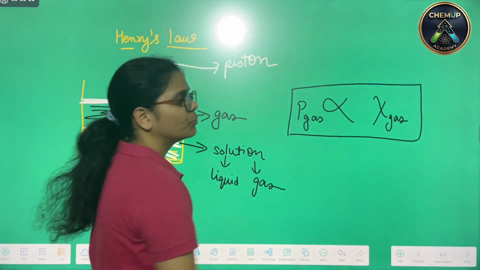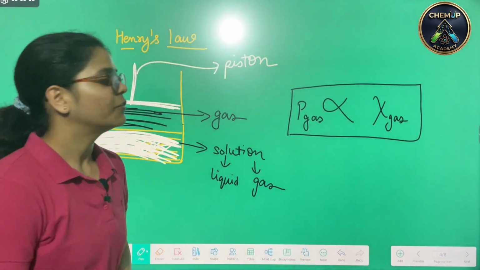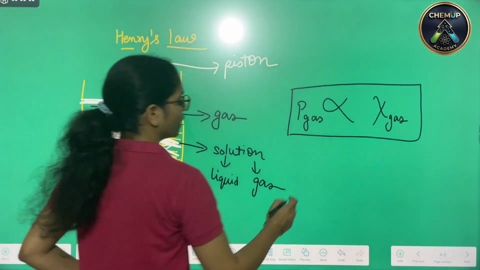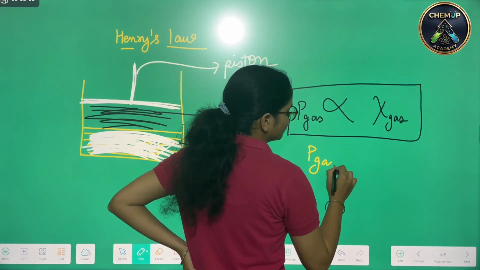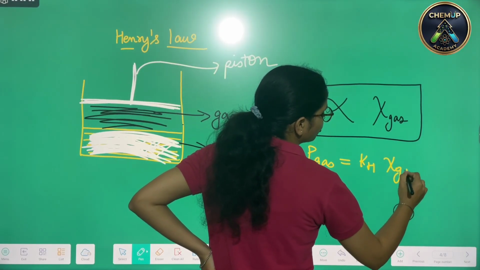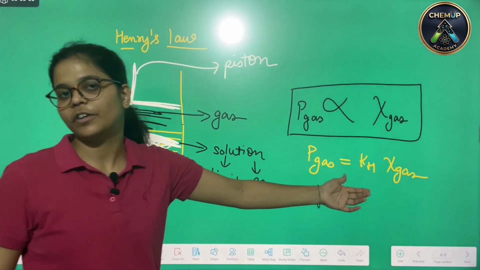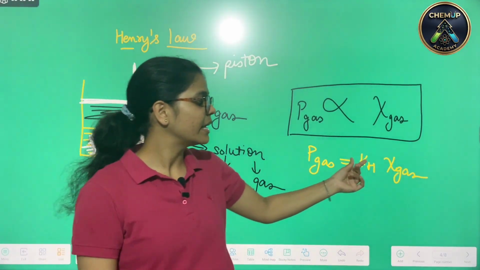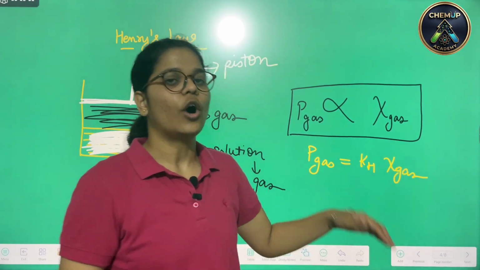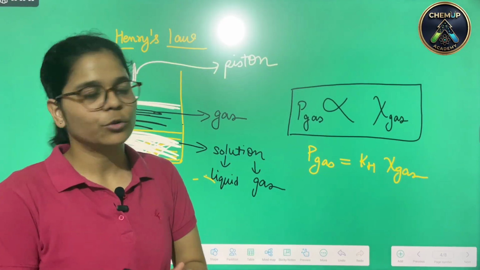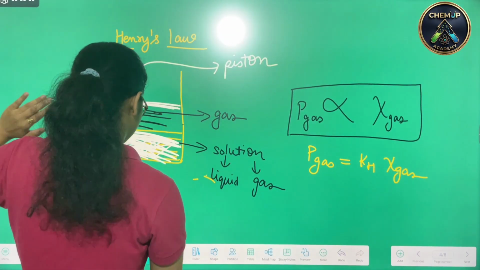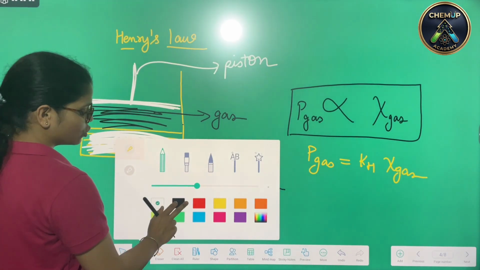So in order to remove this proportionality sign, we can say that partial pressure of gas is equal to KH into mole fraction of that gas. This is how we can represent it. Partial pressure, Henry's constant, and obviously the moles. I hope you all know how to calculate the moles, and this is all about Henry's law.